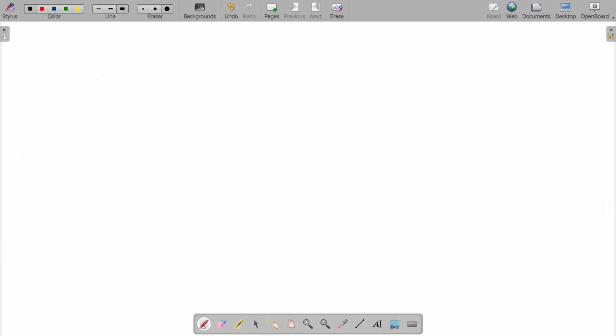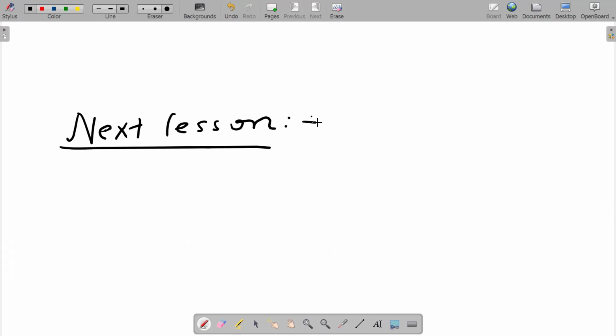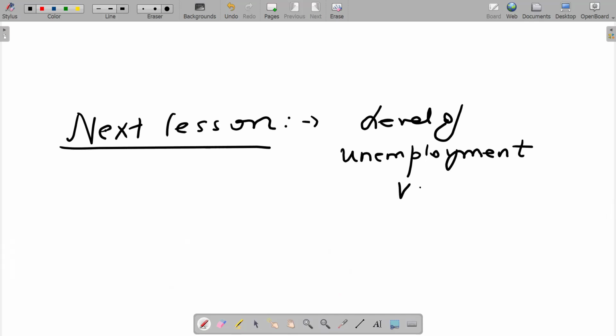So I stop in this lesson. In the next lesson, we are going to look at the difference between the level of unemployment and rate of unemployment. So level of unemployment versus rate of unemployment is something we are going to look at in the next lesson.